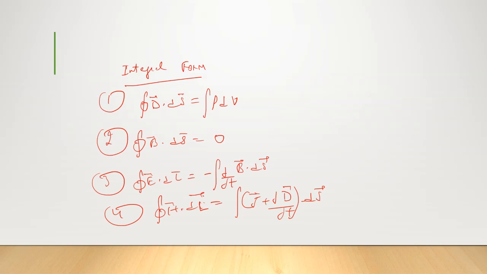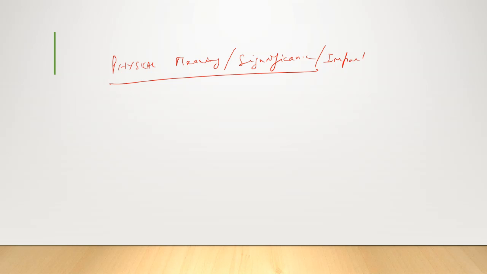Now the physical interpretation, the physical meaning or significance, or importance of these Maxwell equations. What was the first Maxwell equation? Del dot D equals rho, or the integral of D dot dS equals the integral of rho dv.